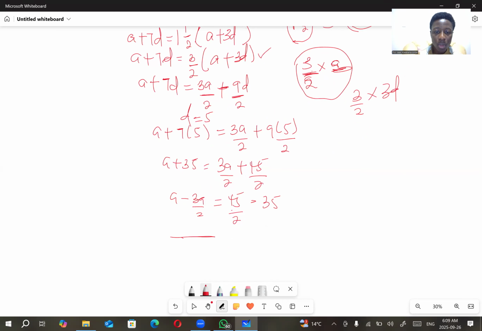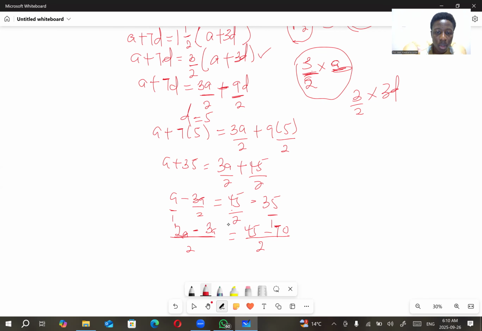So the LCM is 2. 1 into 2 is 2. So that will be 2A minus 2 into 2 is 1, so 1 times 3 is 3. Guys, please, are you following? Here too, the LCM is 2. 2 into 2 is 1. 1 times 45 is 45 minus 1 into 2 is 2. 2 times 35 is 70.